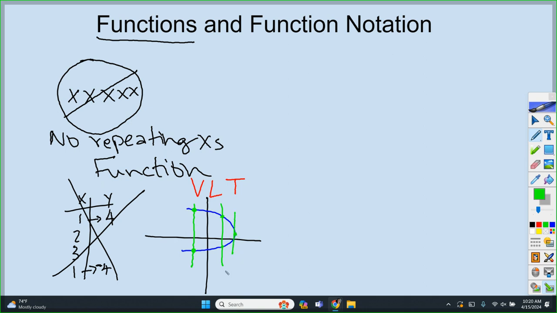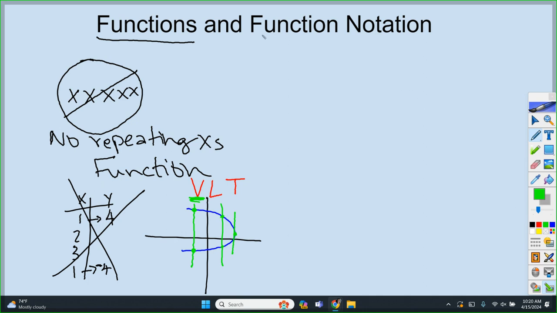So here, everywhere you draw a line, it's passing through it twice, except for here, it's only passing one time. But if there's any vertical line that you can draw, and it'll pass through that graph more than once, then it is not a function. So that's called the vertical line test. So those are the two different ways you determine if something is a function or not.